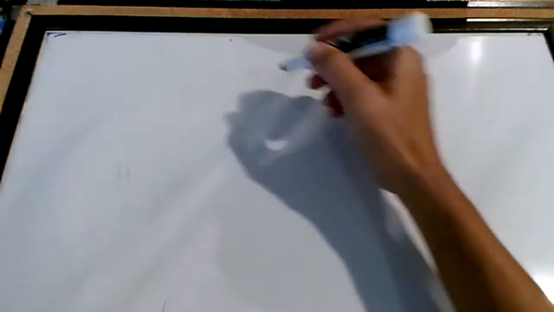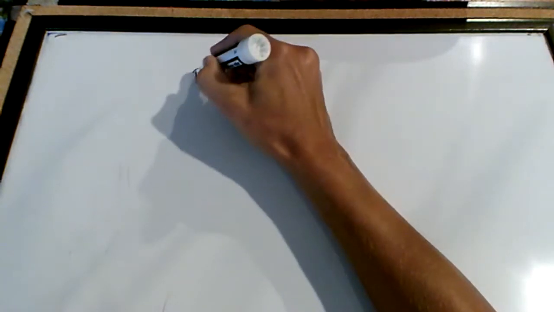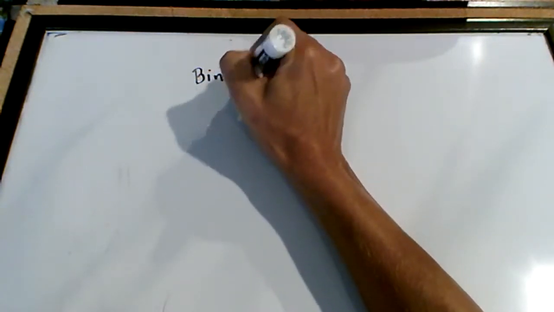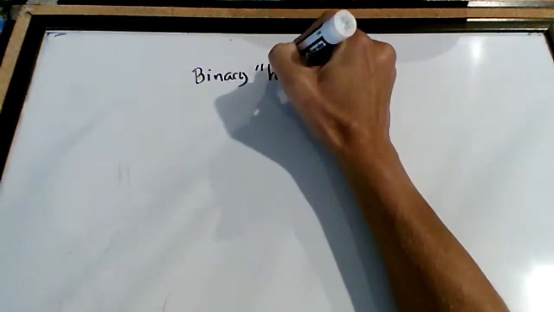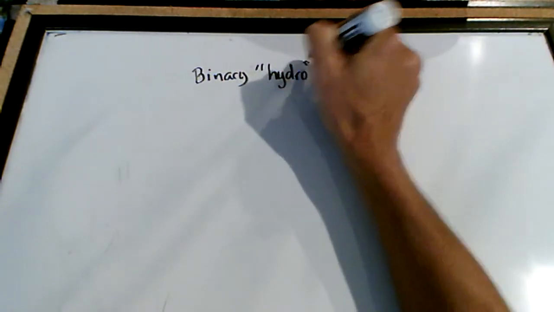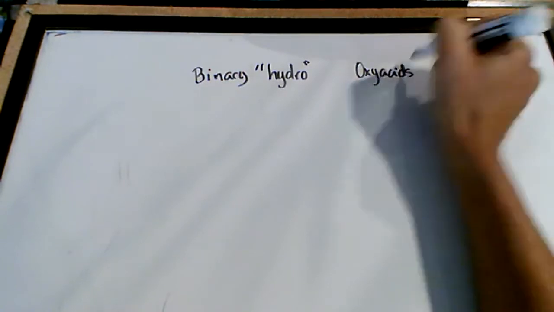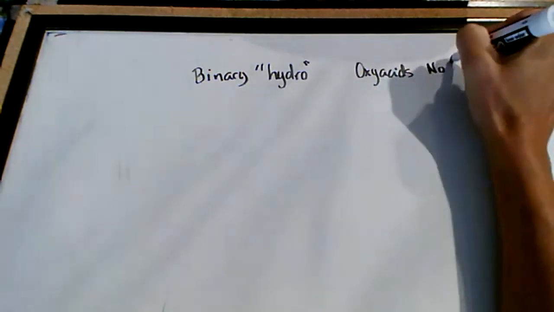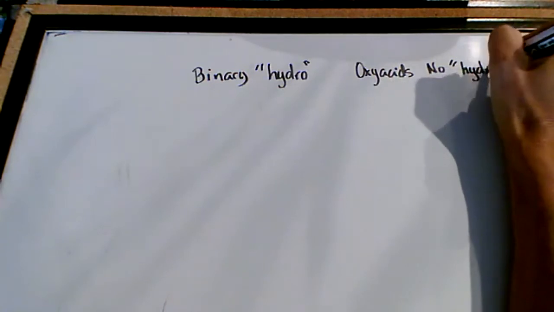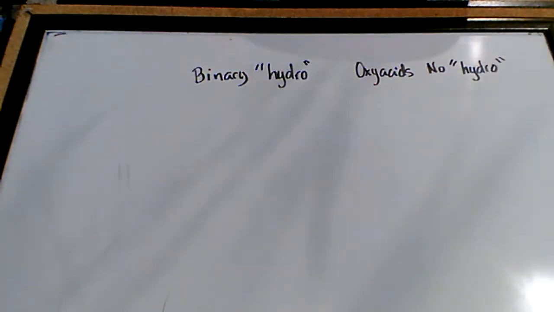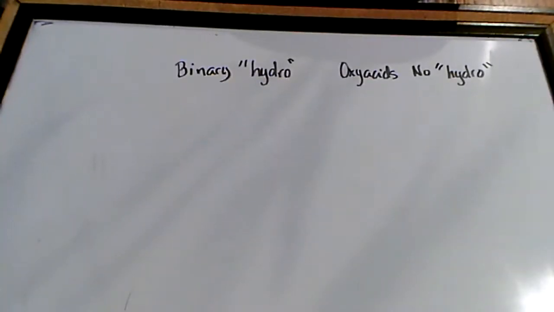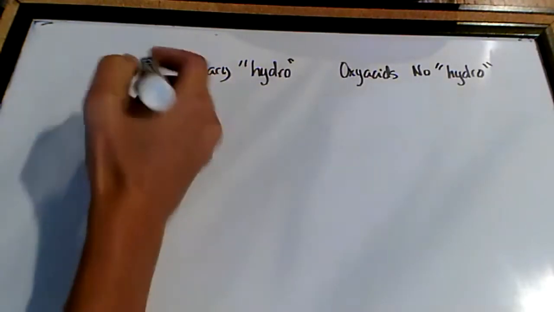Acids. So we've already discussed that there's two types of acids. We've got binary acids. We've got oxyacids, right? Recall that binary contains the prefix hydro, and our oxyacids do not have hydro. If you do not realize that, then you will not be successful in this.